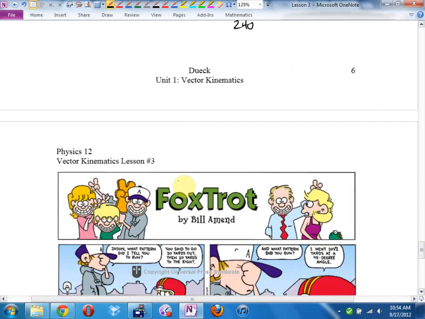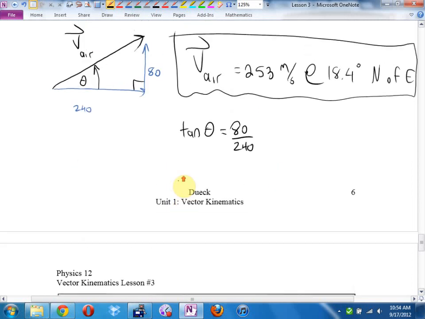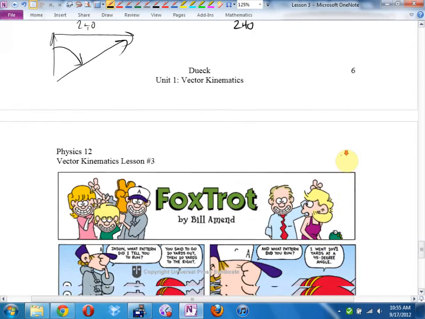Next page. I love Foxtrot comics. 243 meters per second at 18.4 degrees north of east. East of north would be if you drew the 80 first and then the 240. You would have that, and that would be east. Whoop, I erased it accidentally because this pen is still giving me trouble. That would be east of north, and it would be whatever 90 minus 18.4 is. So 90 minus 18 is 82, minus 0.4, 81.6 degrees east of north, since you asked.